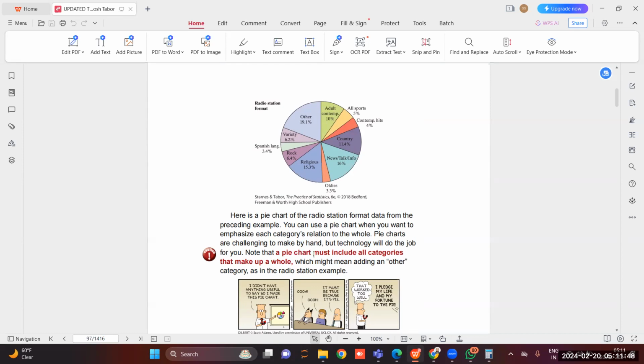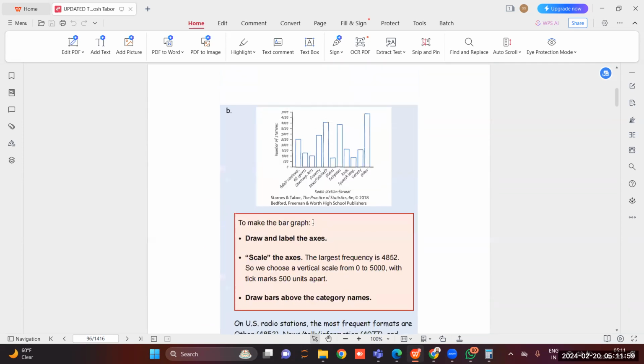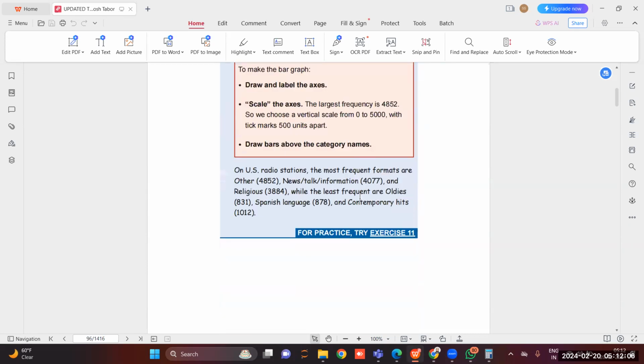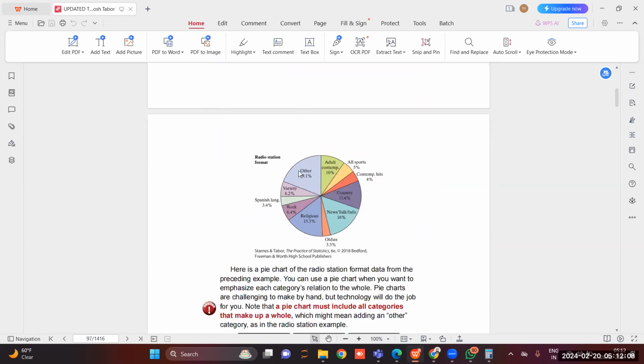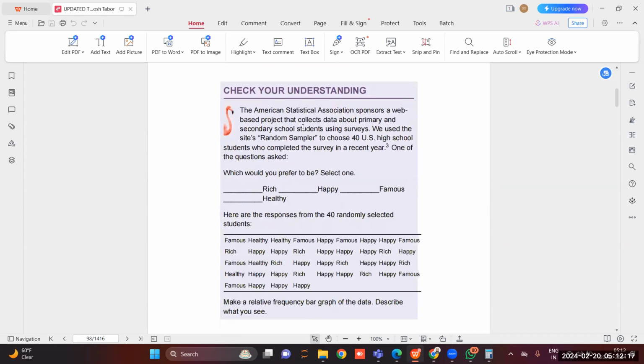Note that a pie chart must include all categories that make up a whole, which might mean adding other categories, as in the radio station example. What he has done is to include the other category also. He has not missed the other category. It should contain all the individuals in the pie chart. We cannot miss a single individual during a pie chart, or it will not be complete.